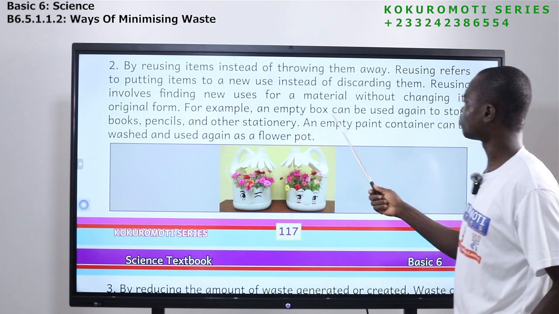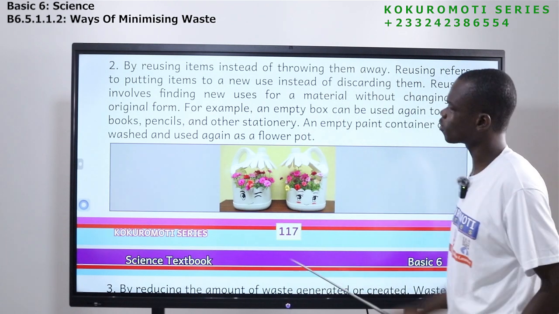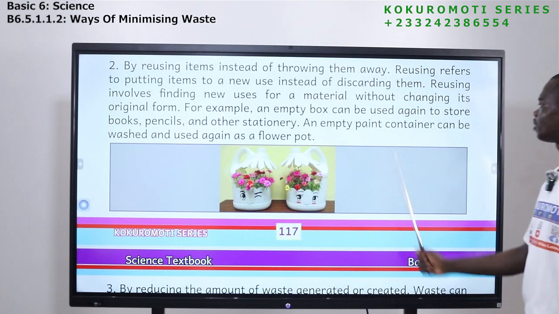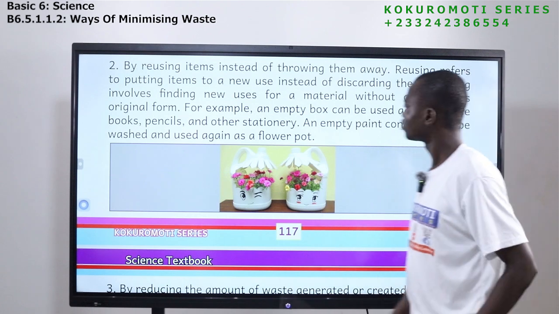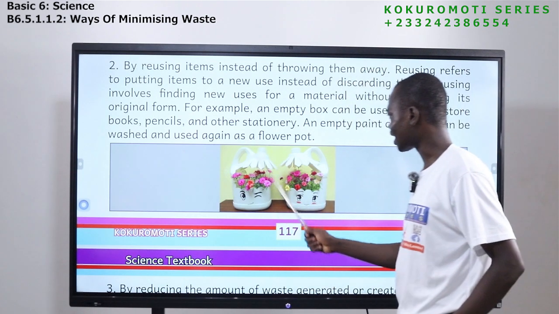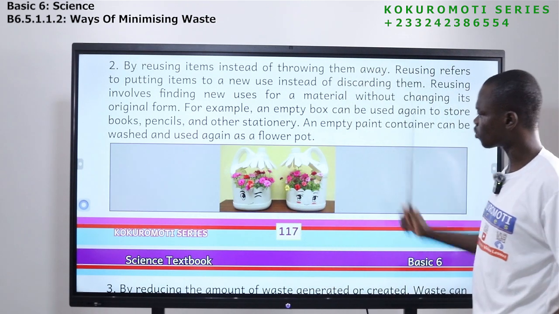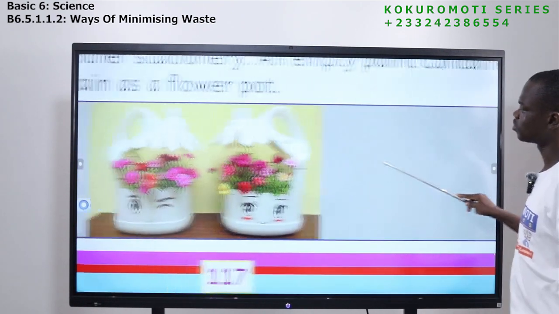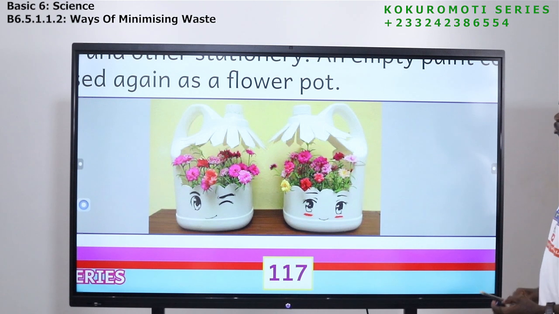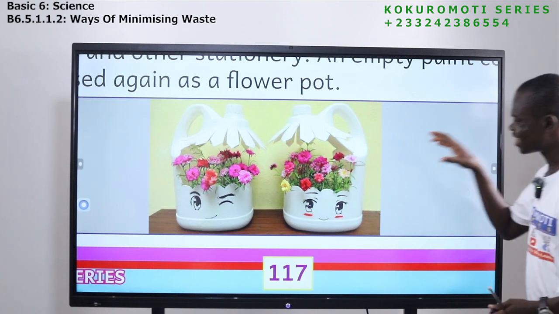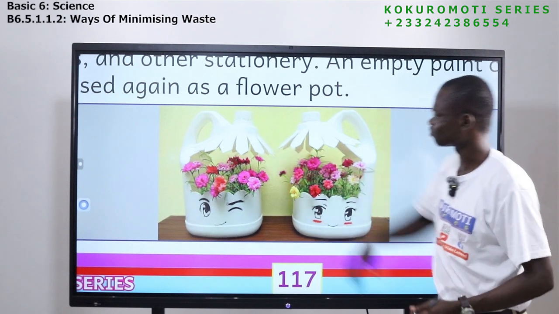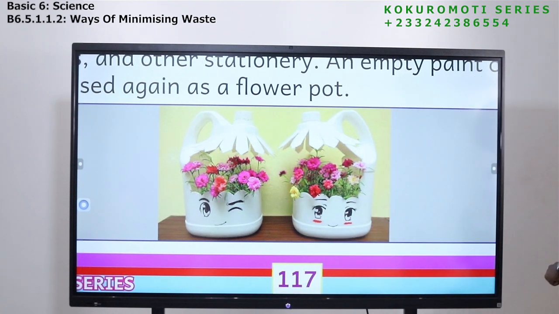For example, an empty box can be used again to store books, pencils, and other stationery. An empty paint container can be washed and used again as a flower pot. So look at this. I'm giving you 2 minutes. Identify these objects. Identify the object that was used to make these flower pots.